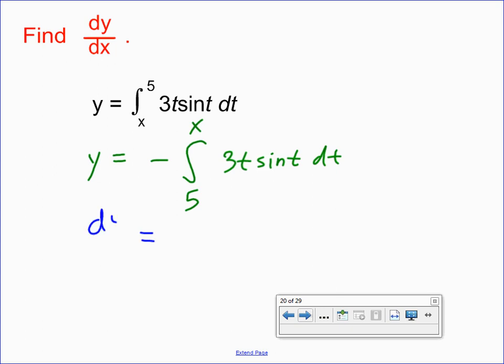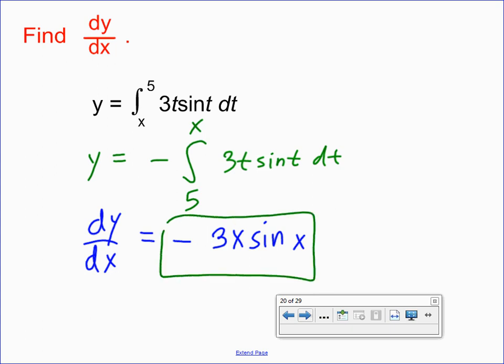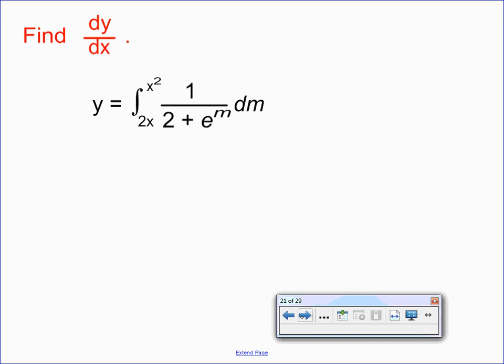So dy dx, the derivative of that, is simply going to be negative, and then it'll be 3x sine of x. That is the integrand function evaluated at my independent variable. That's it. We didn't have to find an antiderivative in order to apply the fundamental theorem of calculus part 2, because it says explicitly the derivative of an antiderivative is the original. Oh, I love it. Uh-oh.